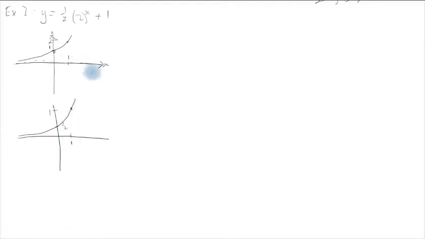And now we can do the translation of up 1. So if we shift everything up 1, the asymptote is here at 1, and this point cuts through now at 1.5, which is 3 on 2. There you go, and so this is our final graph.